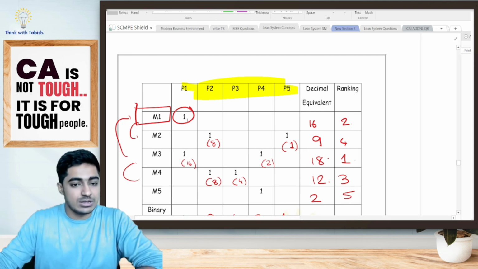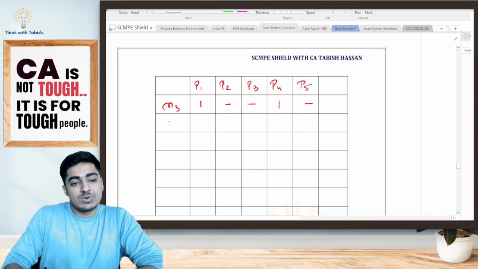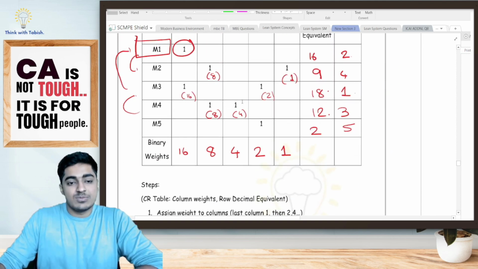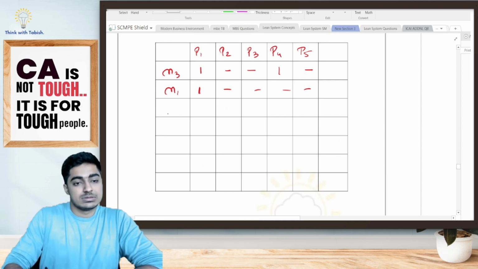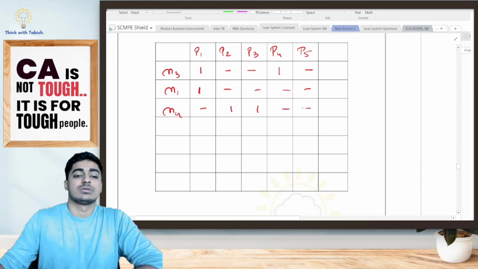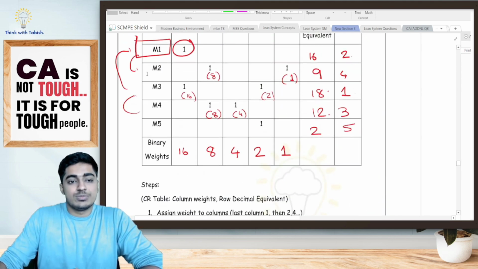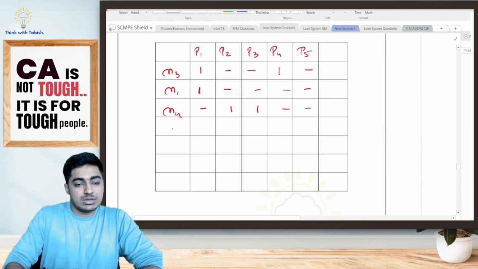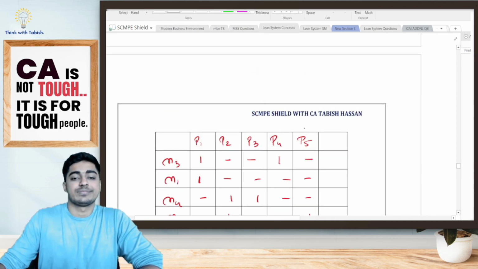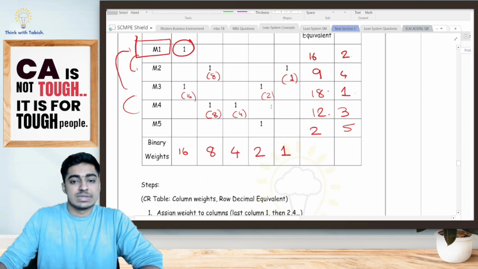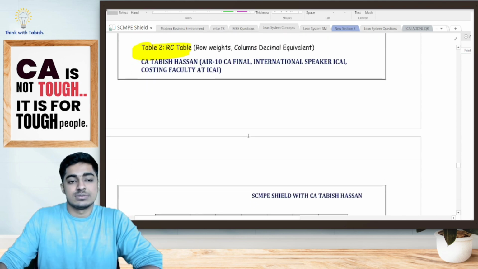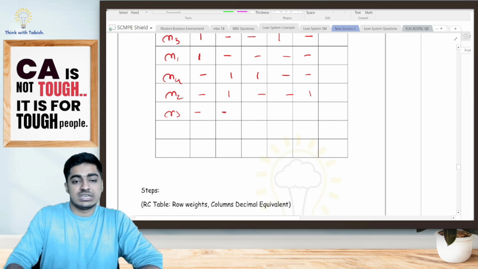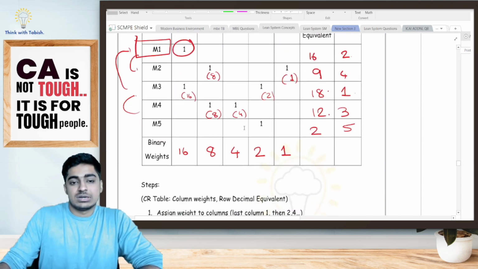Yes, second rank is machine 1, 1 dash dash dash dash dash. Machine 1, which is going to be 1 dash dash dash dash. Yes, third rank is M4 dash 1 1. Next, fourth rank is going to be M2 dash 1 dash dash 1. Yes, fifth rank M1 dash dash dash 1. Fifth rank is M5, dash dash dash 1 dash.